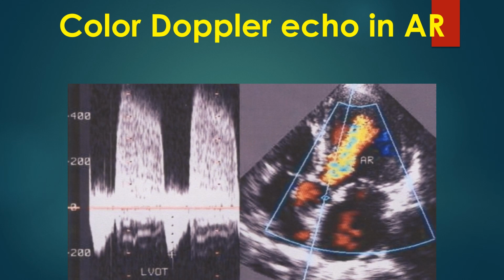Right panel from the apical 5-chamber view shows the mosaic AR jet from the aortic valve into the LVOT and well into the left ventricular cavity. The continuous wave Doppler cursor can be seen across the LVOT.